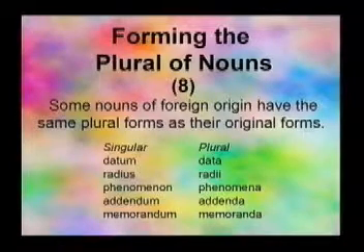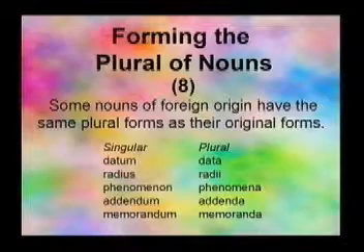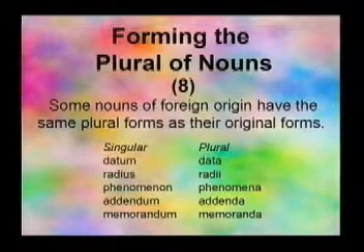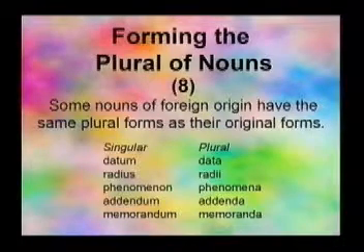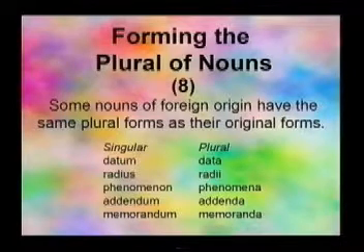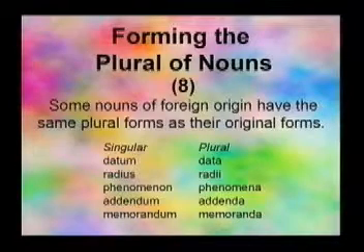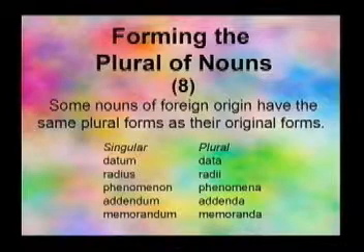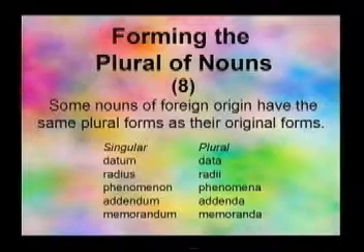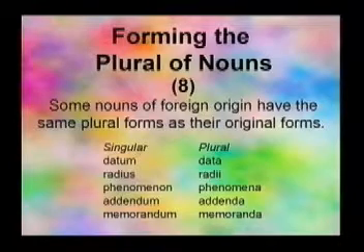Some nouns of foreign origin have the same plural forms as their original foreign ones. Examples: for singular, datum; for plural, data; radius, radii; phenomenon, phenomena; addendum, addenda; memorandum, memoranda. Memorandums is now also acceptable.